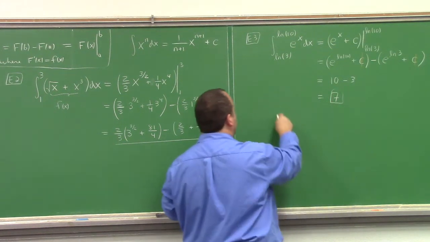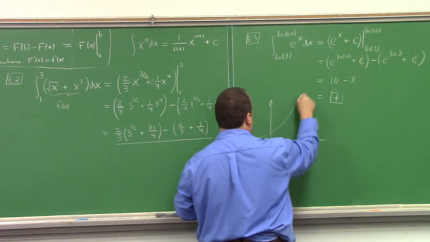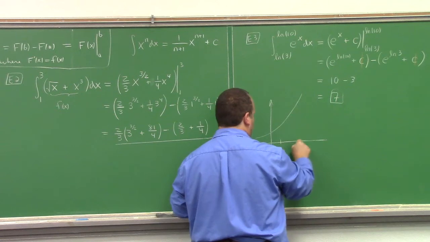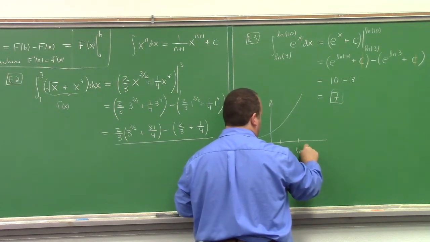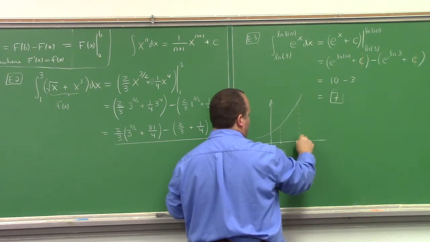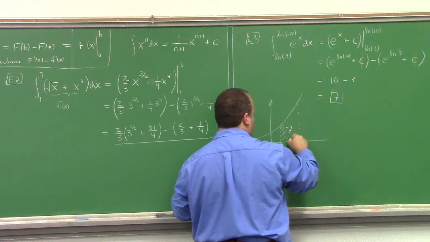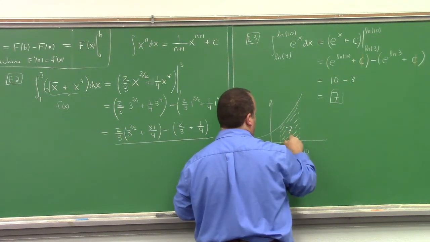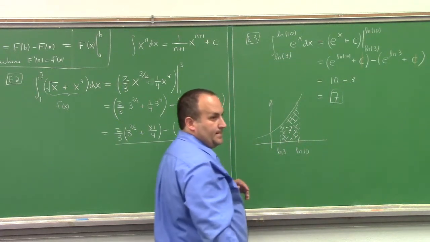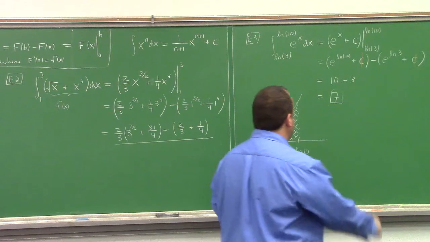What this means is, if you look at the graph of the exponential, between the natural log of 3 and the natural log of 10, the signed area bounded by y equals e to the x in here is 7. It's kind of neat.